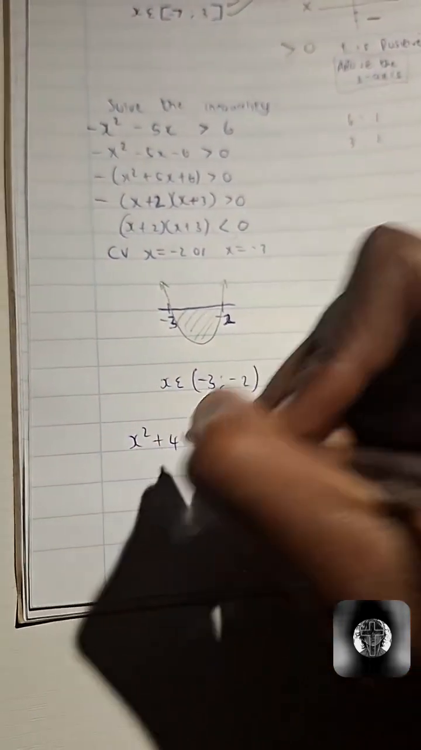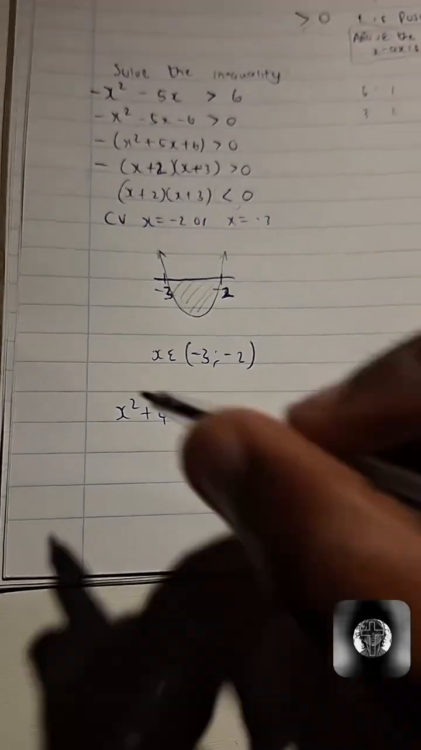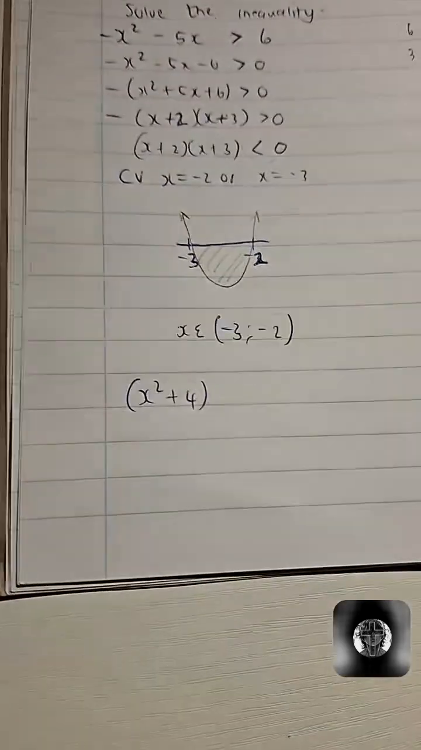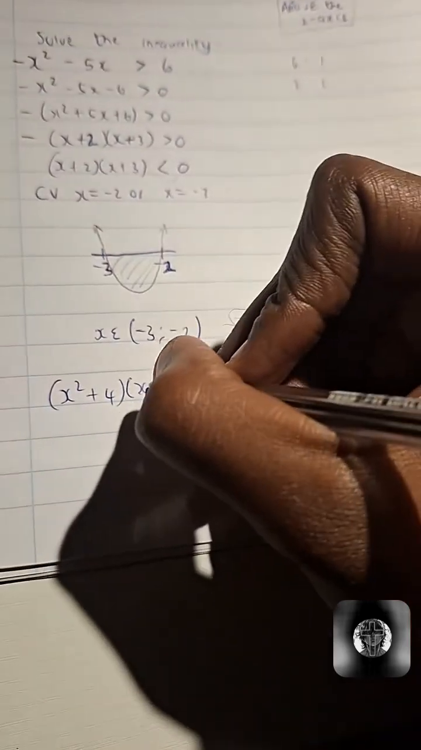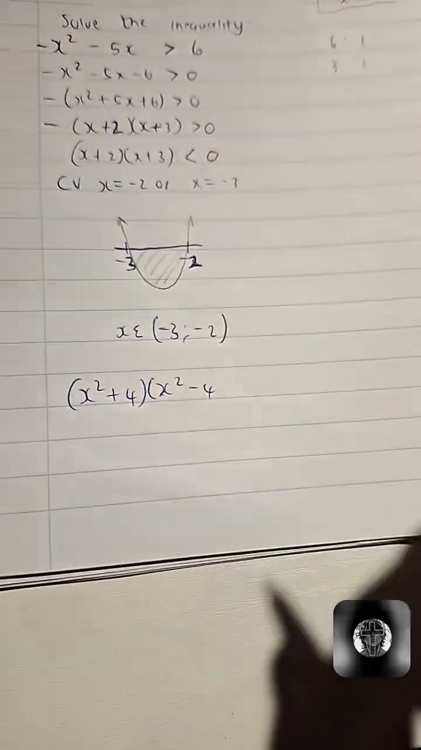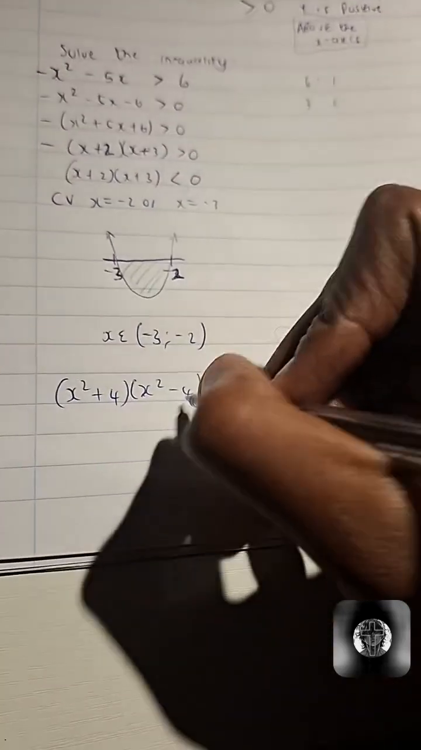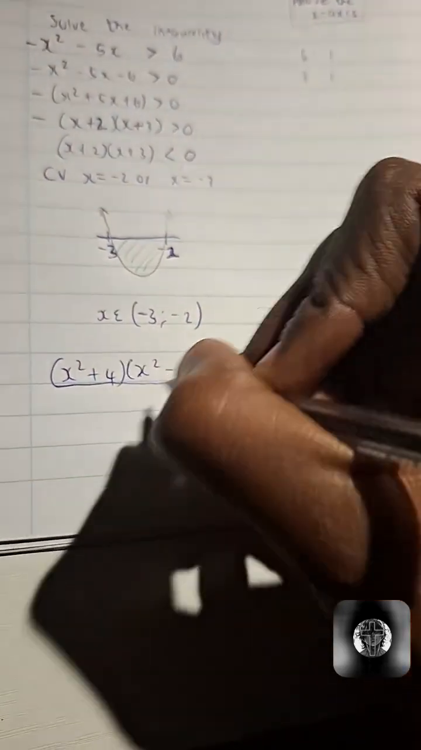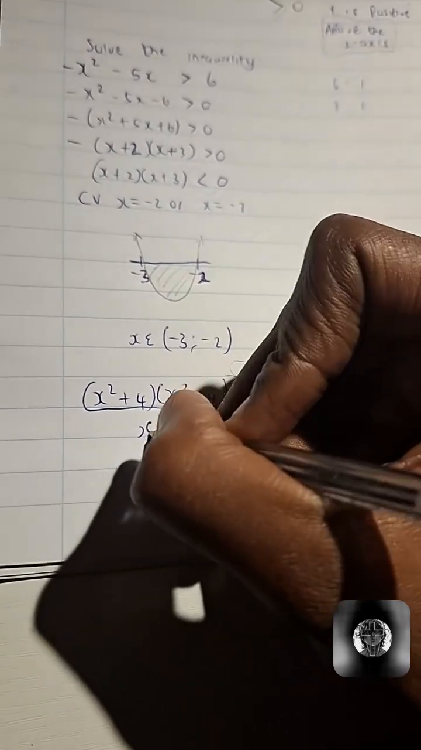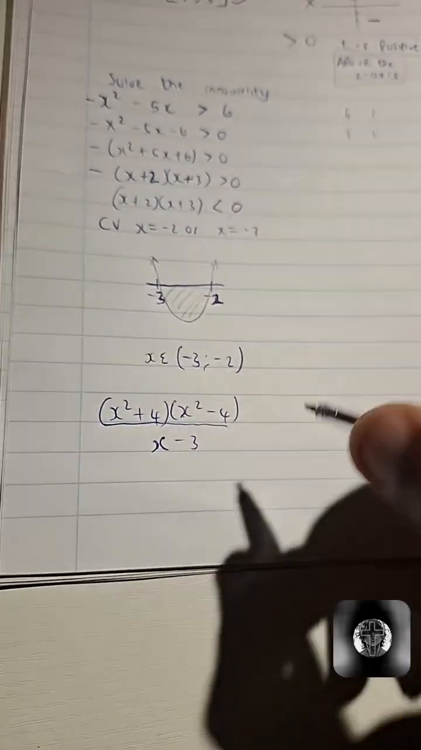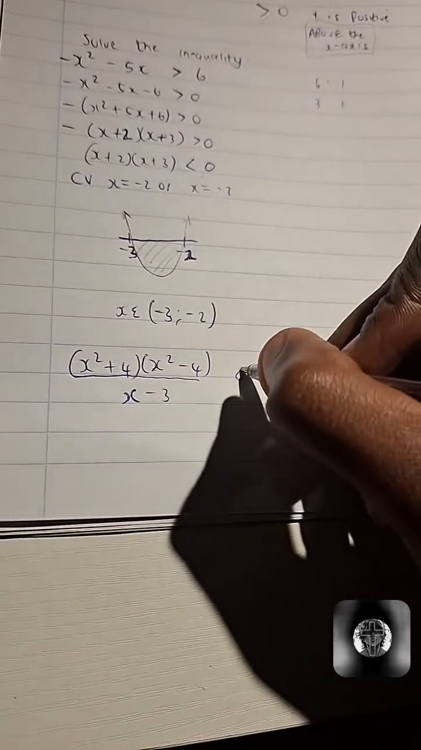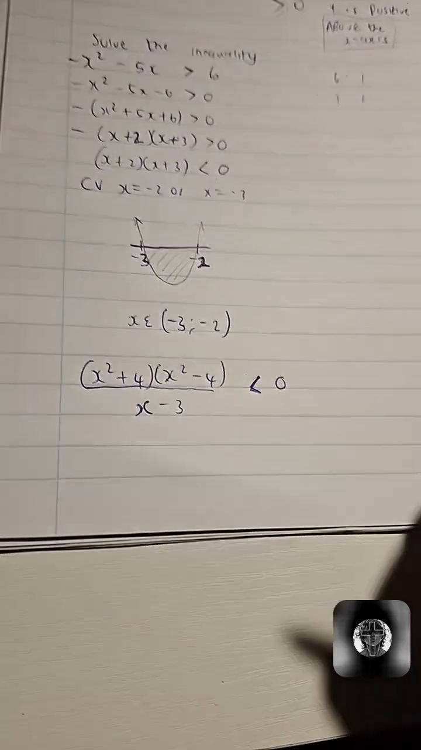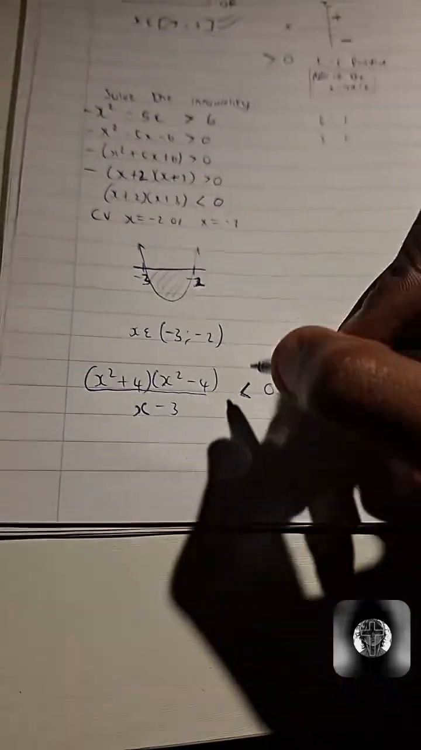X squared plus 4, in brackets. Next to that, you can say x squared minus 4. And then under that, you can say x minus 3, and you're going to do greater than 0. Sorry, I read it wrong, greater than.